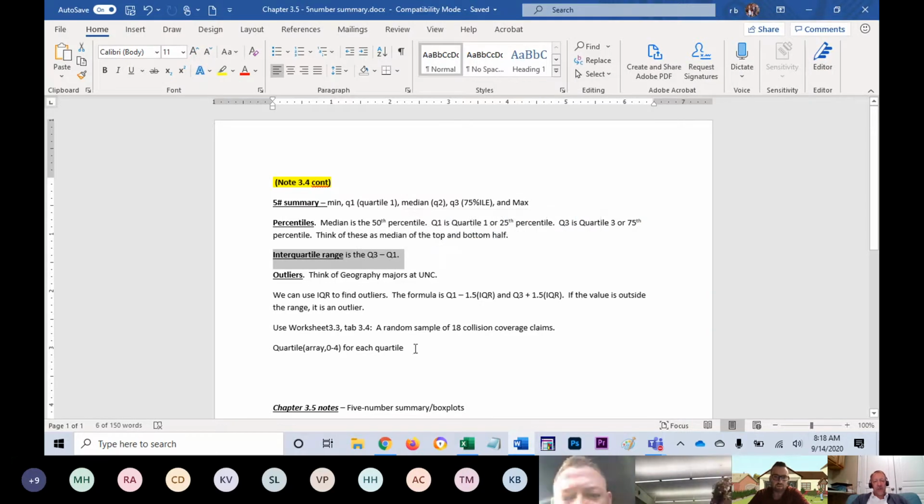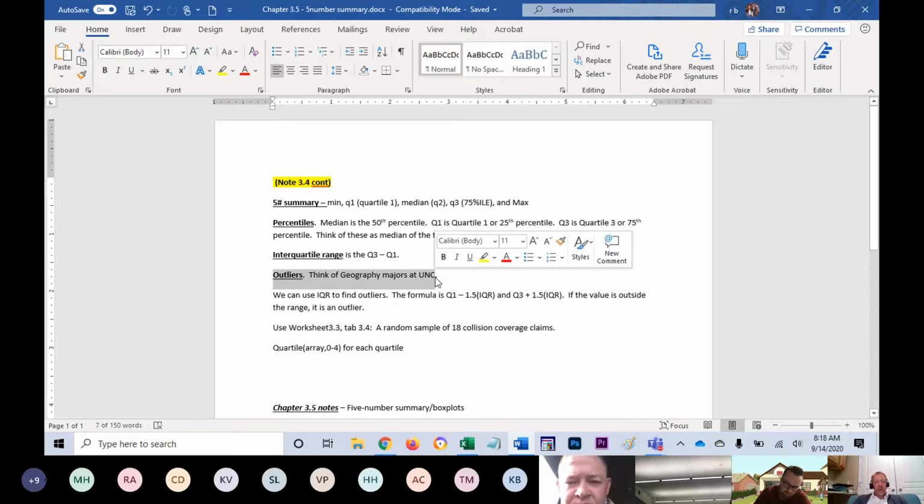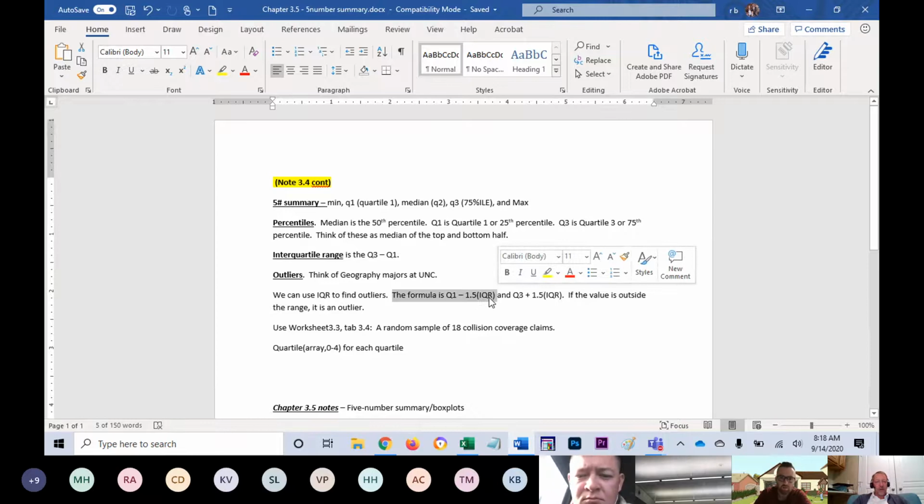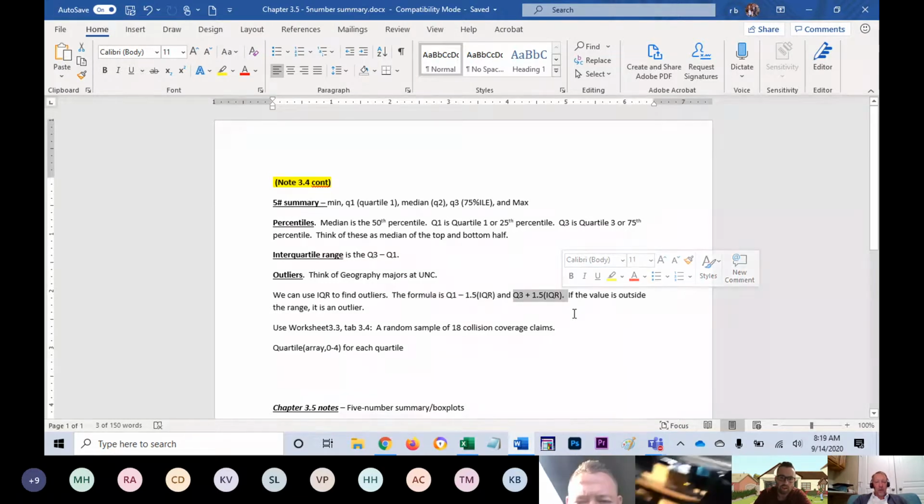Part of me wants to just go through all my notes and then we'll talk about them in a minute. And so outliers. We talked about the geography majors at the University of North Carolina. We're going to work on finding outliers. We're going to use the interquartile range to find our outliers, and the formula for finding outliers is Q1 minus 1.5 times the interquartile range and Q3 plus 1.5 times the interquartile range.